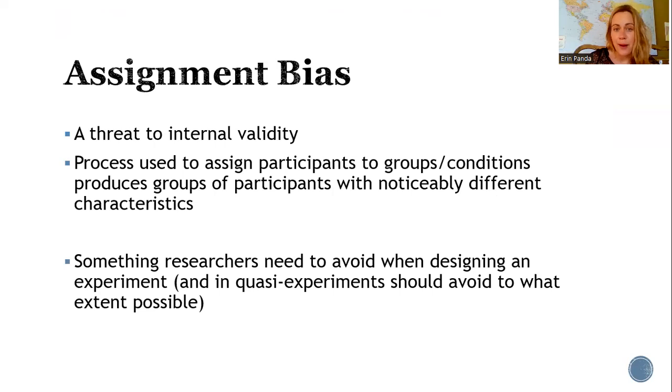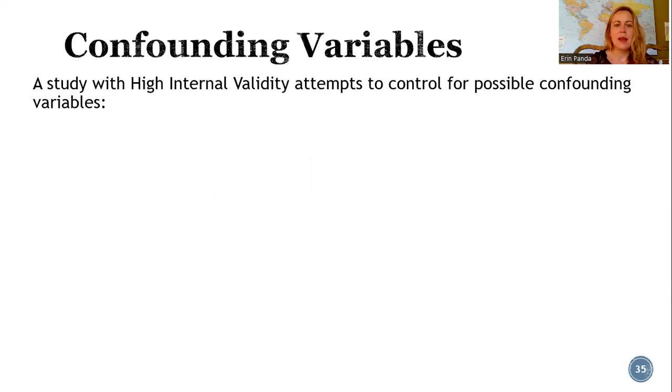This is a threat to internal validity that arises from a certain kind of experimenter bias called assignment bias, where the process used to assign participants to groups or to conditions produces groups of participants with noticeably different characteristics. So this is obviously something that we want to avoid whenever we're designing an experiment, and to some extent, a quasi-experiment as well. A study with high internal validity is going to do the best that it can to control for all possible confounding variables.